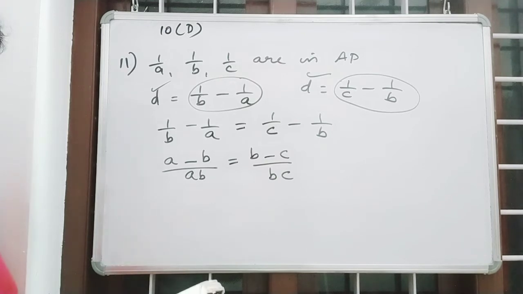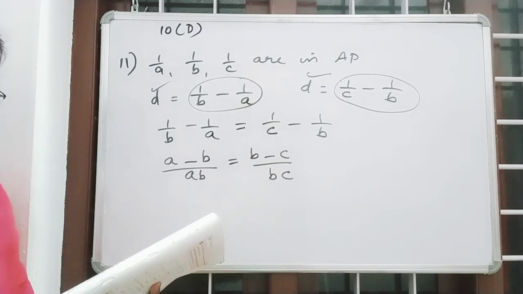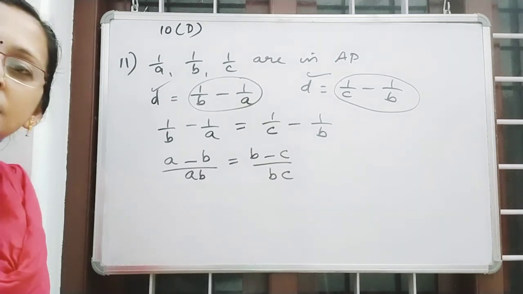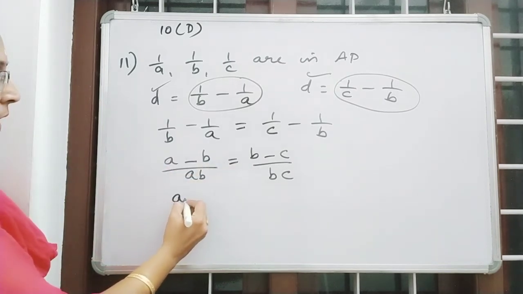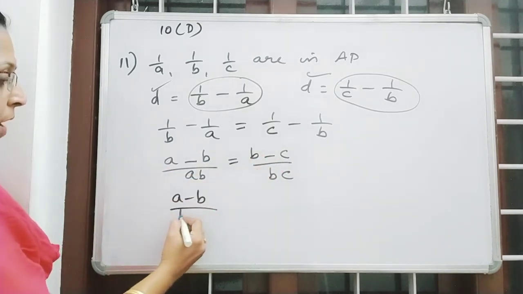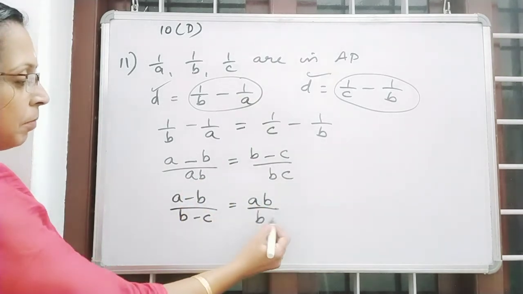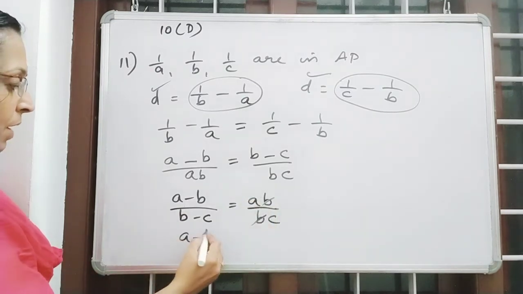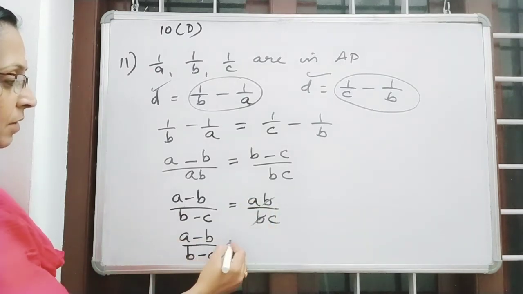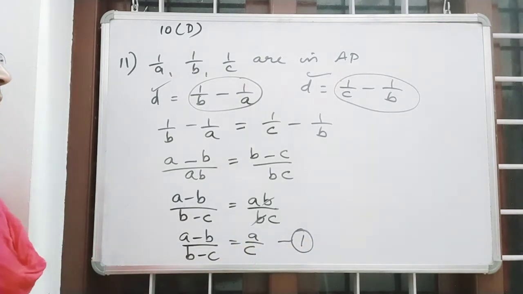If 1 by A, 1 by B, 1 by C are in AP, we want to find out whether BC, CA and AB are also in AP. So how can we do this? For doing that, just rearrange this. A minus B, this B minus C to the denominator. So it will be AB divided by BC. Then we can cancel this B and B. So A minus B divided by B minus C is equal to A by C. Let it be equation number 1.